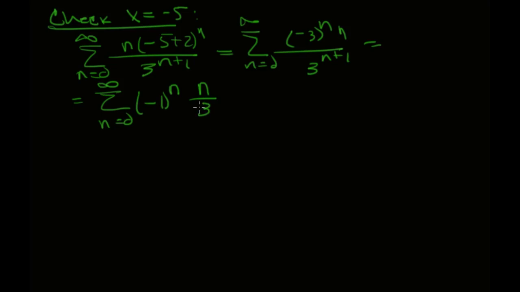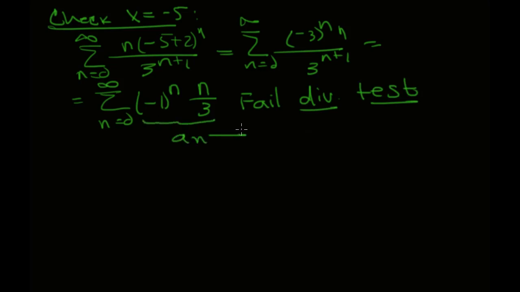All right, so let's look at this. If I take the non-alternating part of this, this definitely does not go to 0. So this thing is going to fail the divergence test, because if this is a sub n, it is not going to 0.